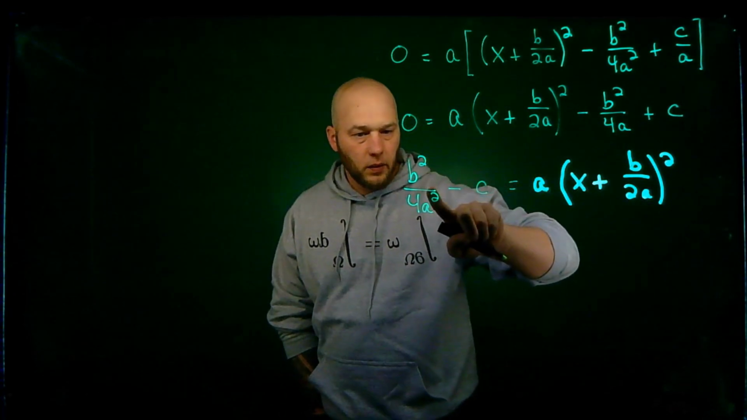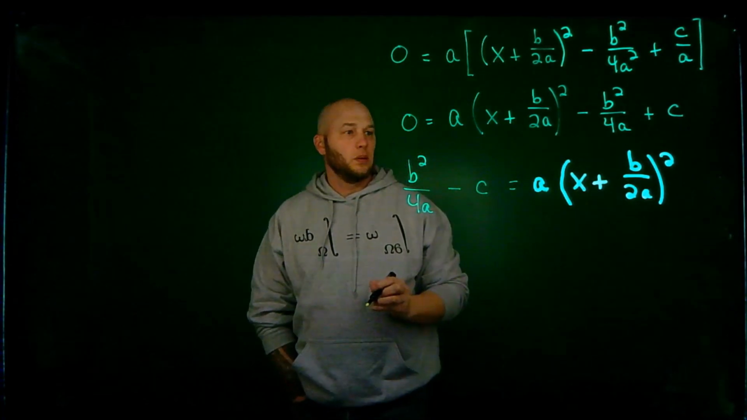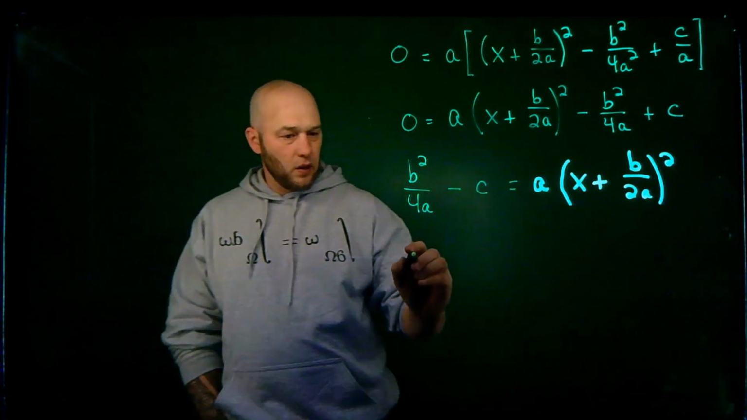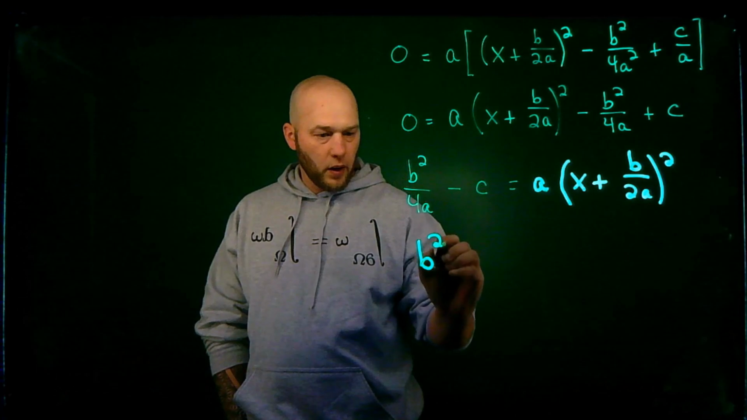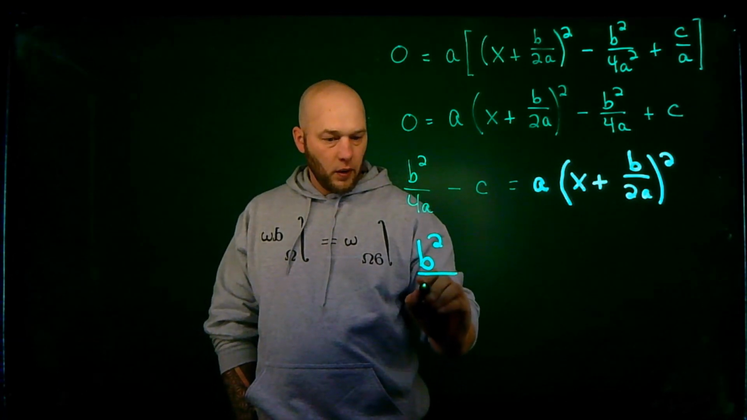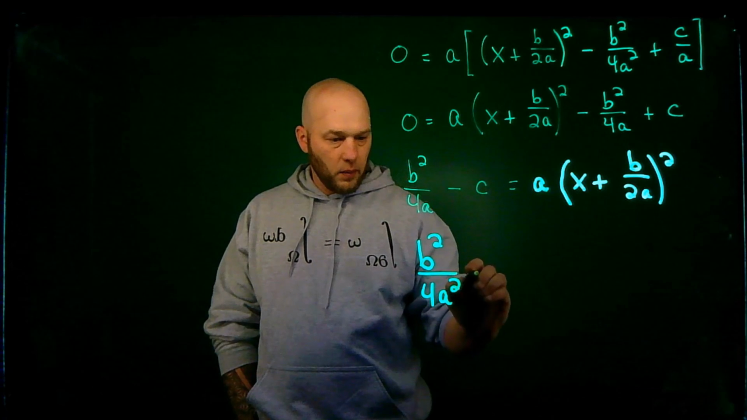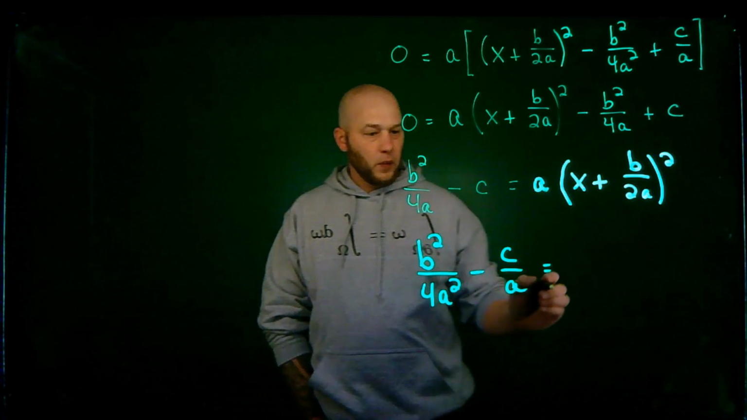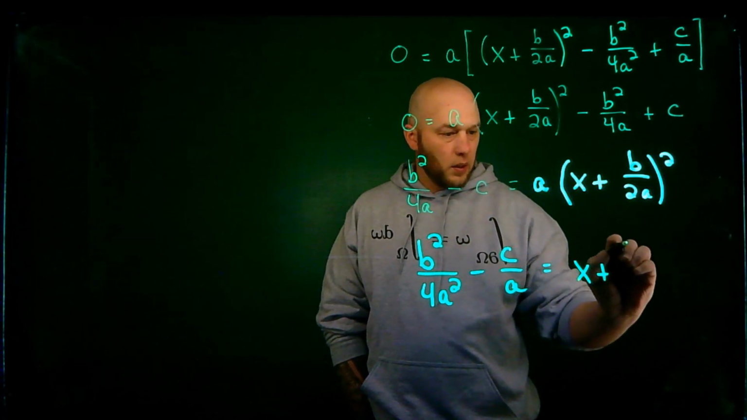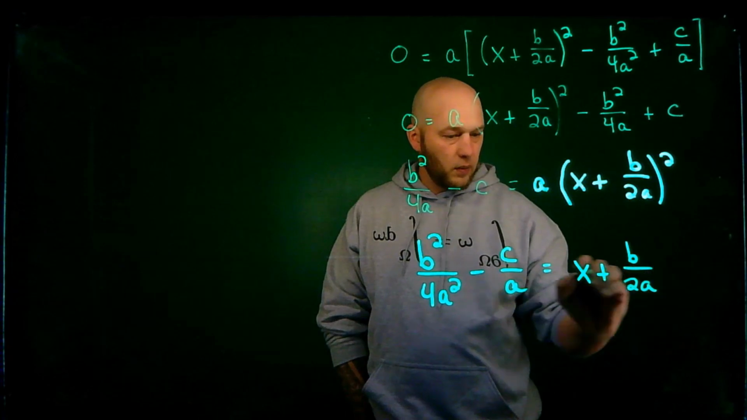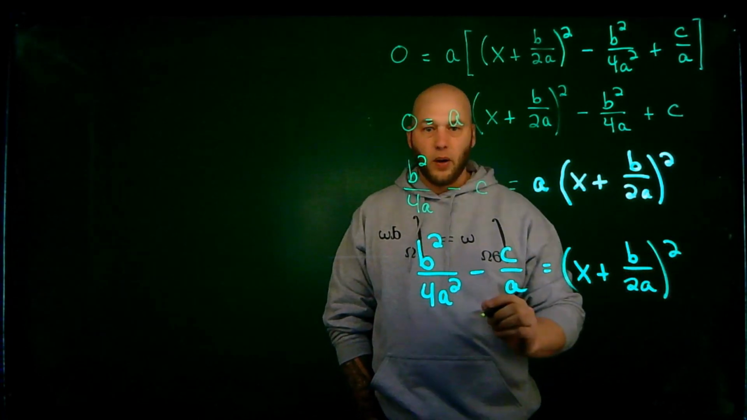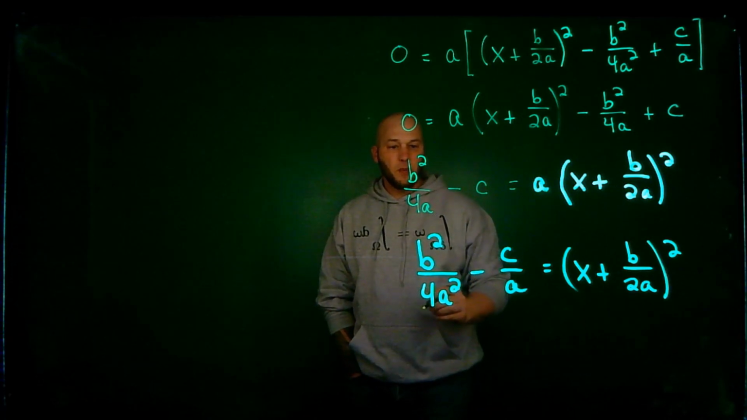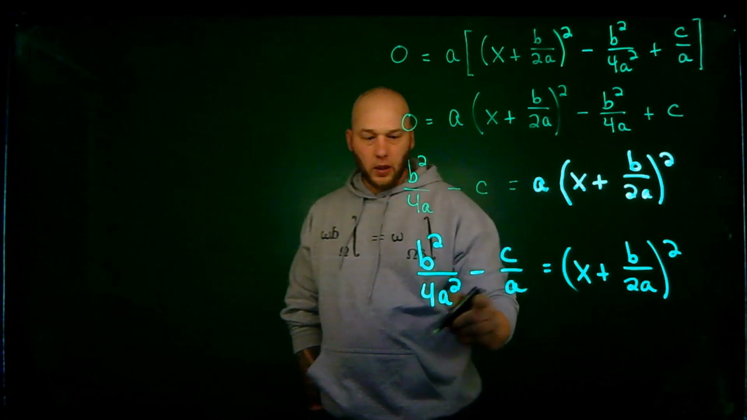Oh, this is a to the first, 4a to the first, right, b squared over 4a. I'm going to go ahead then and divide both sides by a. That's going to give me b squared over 4a squared minus c over a is equal to (x plus b over 2a) squared. Okay. Let's see. I'm going to go ahead and take the square root of both sides, but let's go ahead and combine this into one expression here.